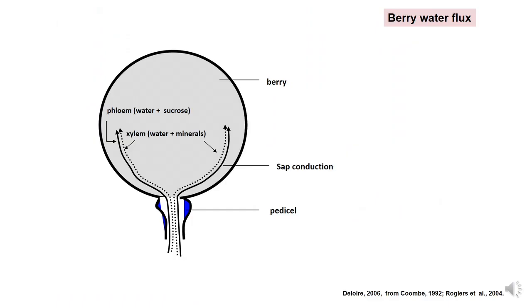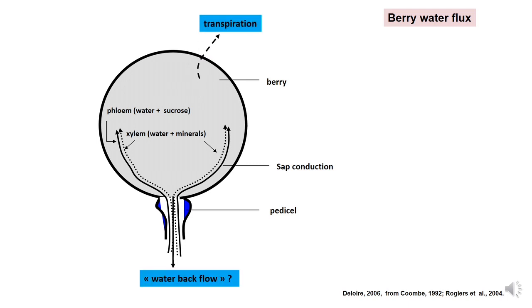Berry number per cluster and berry volume are an important part of the yield components. The volume of the fruit is mainly linked to vine water status. And for information, a fruit will lose water via transpiration, but very little water. But it's possible as well to have some water backflow during ripening from the fruit to the vine.